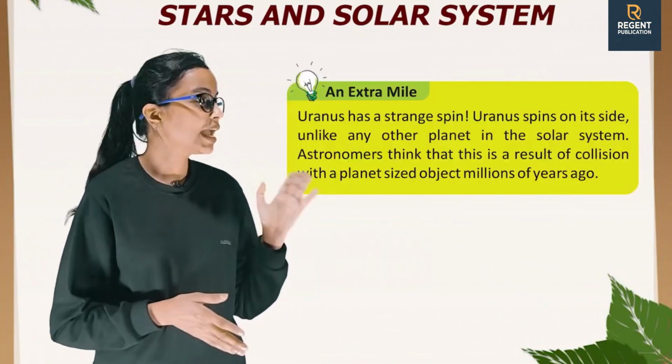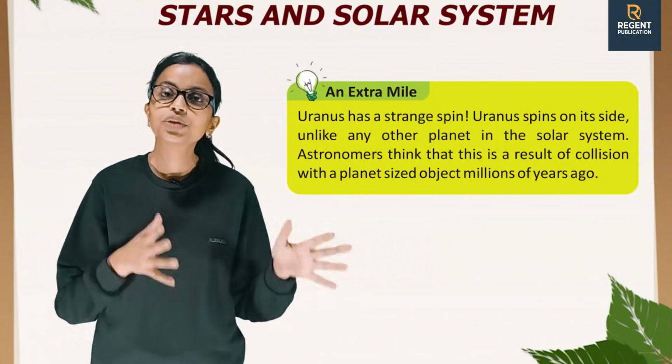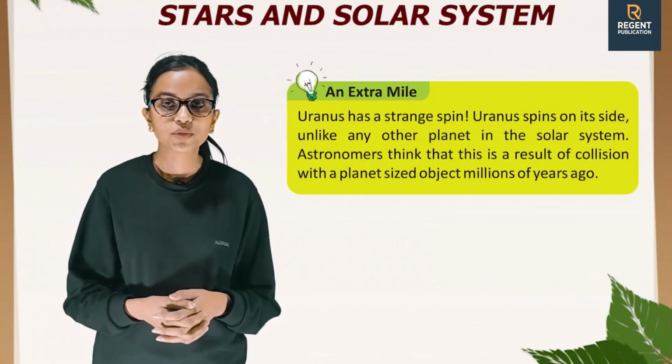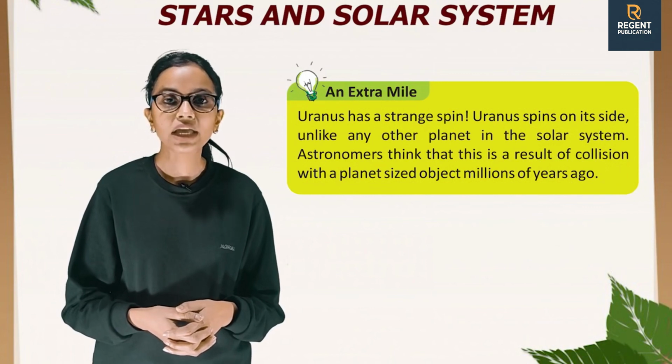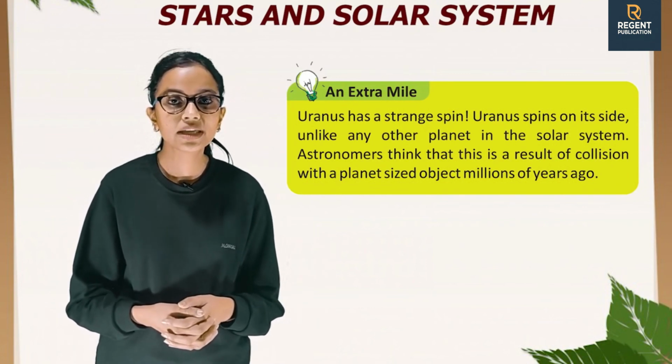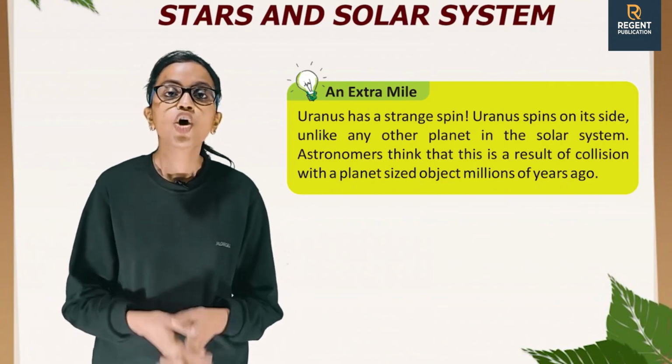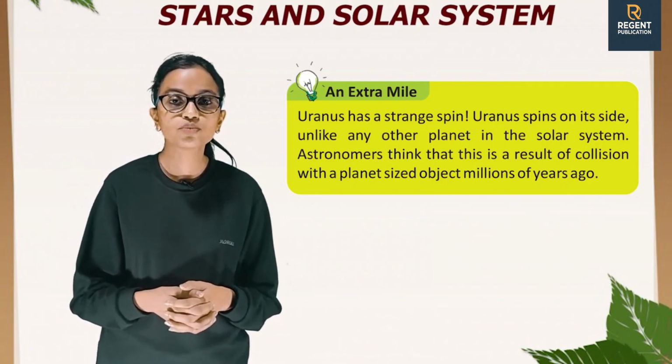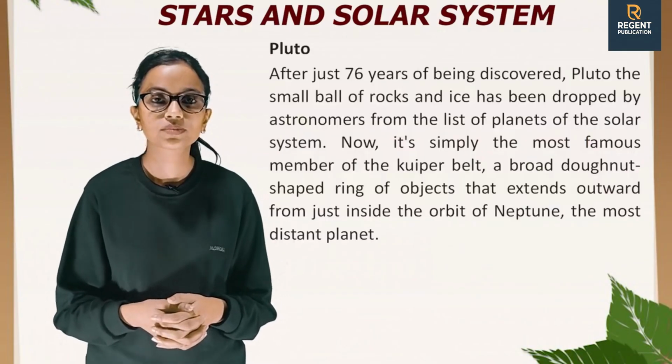It's time for an extra mile. Uranus has a strange spin. Uranus spins on its side, unlike any other planet in the solar system. Astronomers think that this is a result of a collision with a planet-sized object millions of years ago.